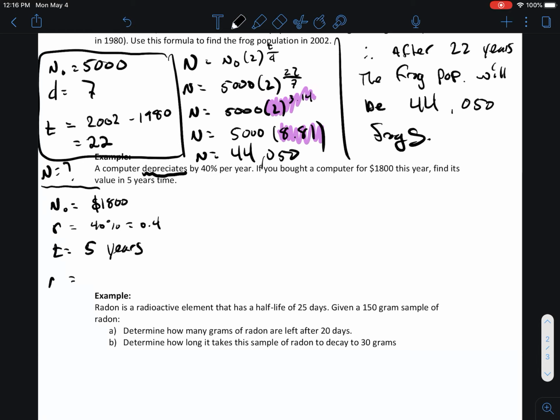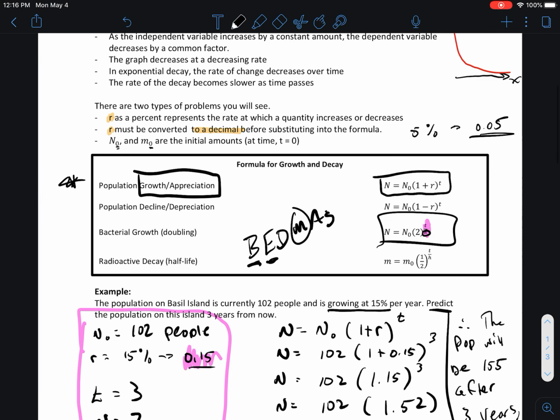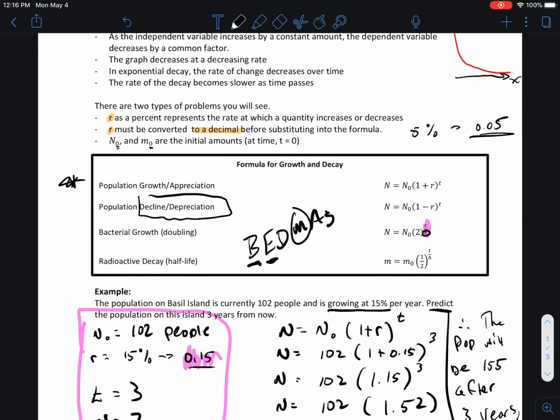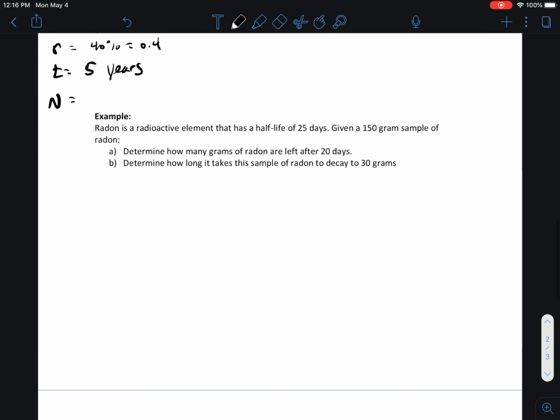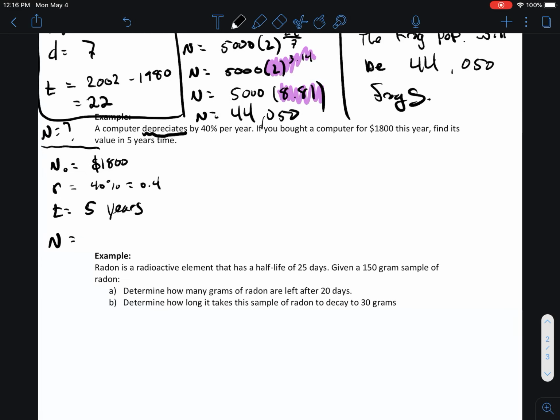So I see the word depreciates at the beginning of this question. I ultimately want to know what the computer is worth after some amount of time, in this case 5 years. So I look at my equations and I go, okay, it's not growing because it's depreciating this time. It doesn't even have to be financial. Earlier I said things can depreciate in value. So I'm going to select the one that looks like the first one, but this time the only difference is I've got this minus sign in here. So it's depreciating.